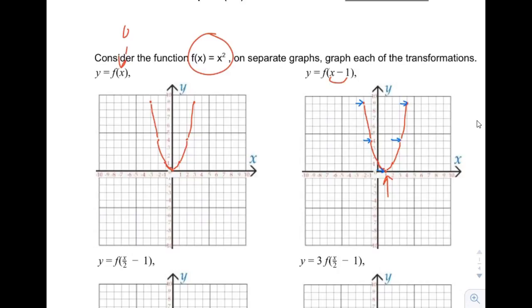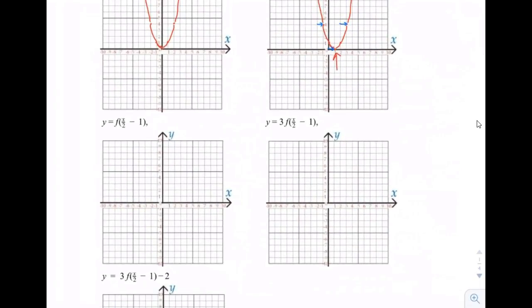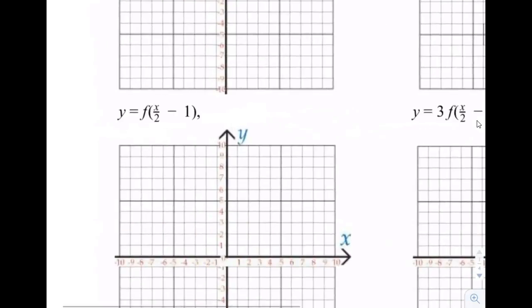Okay. Our next transformation has the negative 1, which we already did, and this time we are going to divide the x value by 2, okay? And when you divide the x value by 2 inside the parentheses, then you are doing an expansion by a factor of 2 in this case, okay? You're doing an expansion or a stretch in the horizontal direction.